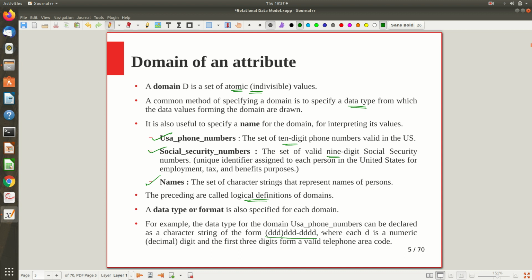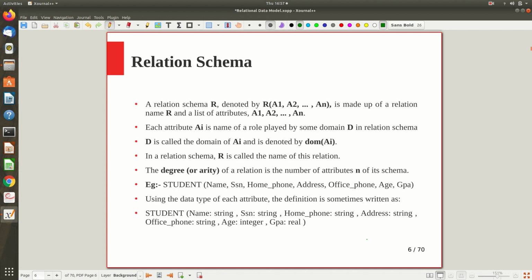Some 3 digits followed by 7 digits, where each D corresponds to a numeric or decimal value, and together this is how you are representing it. And why are the first 3 digits put like this? Because they correspond to the area code. Okay, you know the structure of a typical phone number, right?